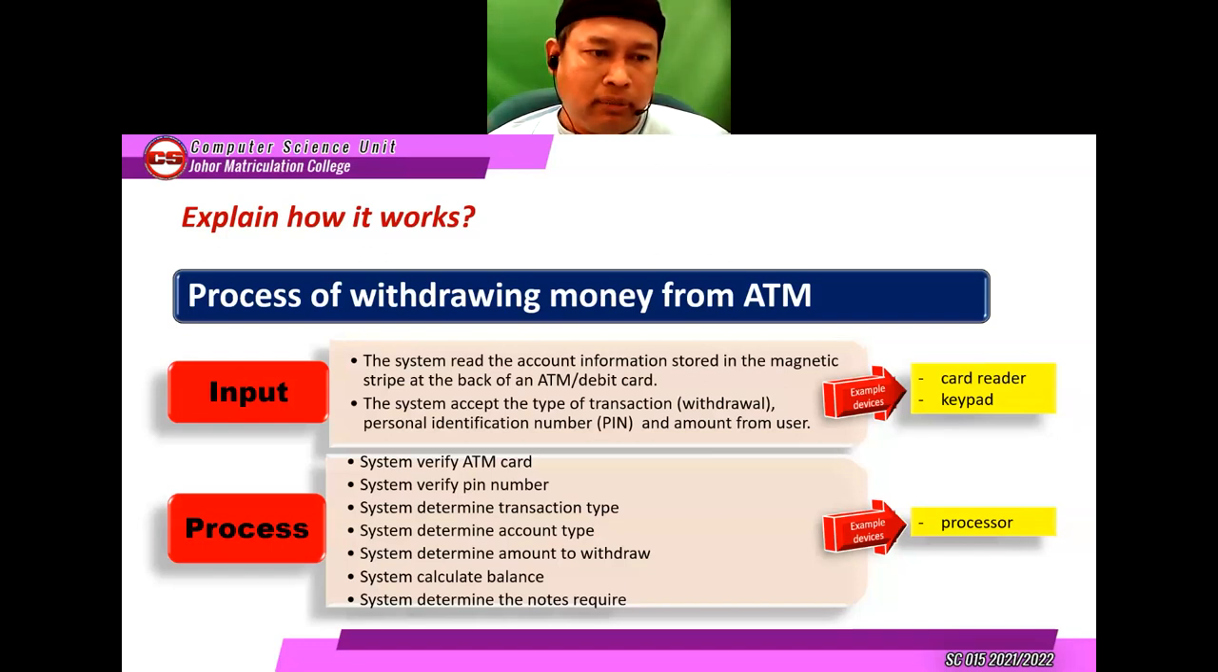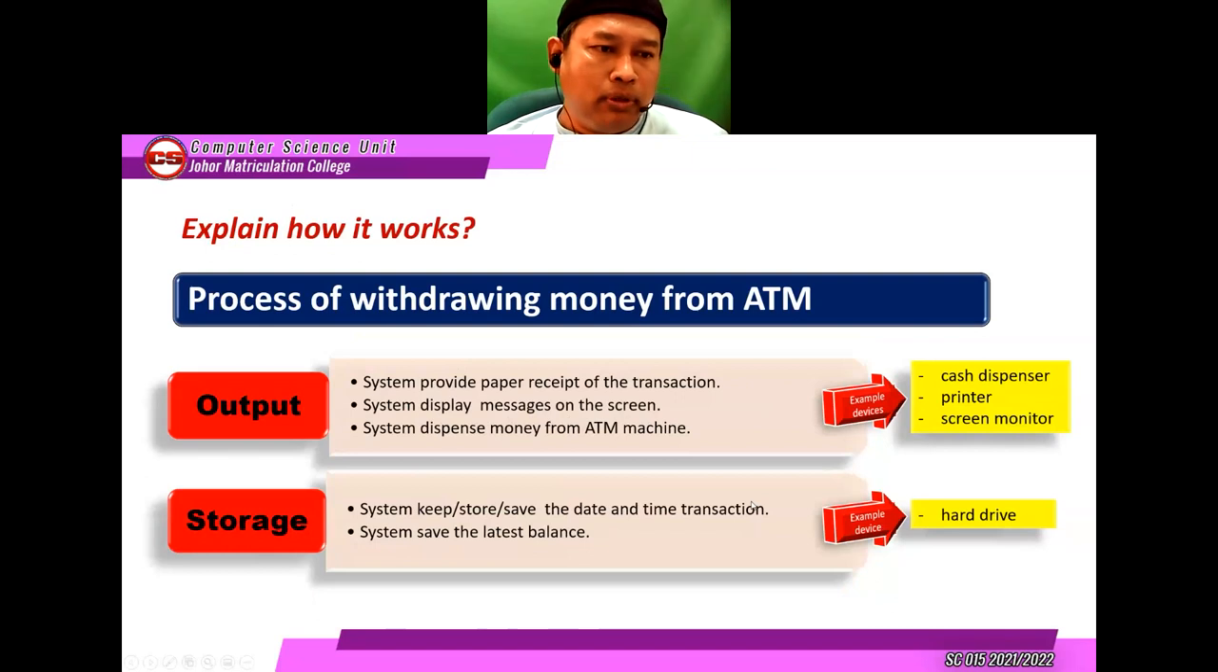And then, what is the process for the ATM machine? The process is verify ATM card. This is number one, verify ATM card. Number two, verify PIN number. And determine the transaction type, determine account type, determine amount of withdrawal, system calculates balance, and system determines the notes required. This is the process at the ATM machine.